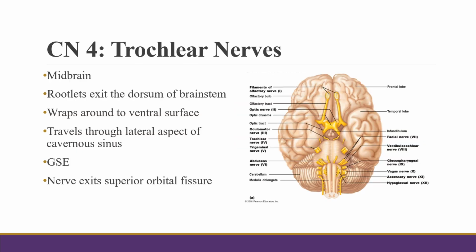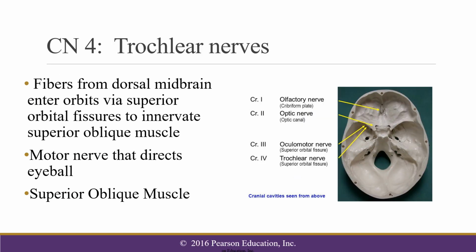Cranial nerve 4, trochlear nerve. So midbrain is where this one is. Remember our rule of 12s. Rootlets exit the dorsum of the brainstem. So this is the only one that is going to be coming from around the backside. So that's a salient feature when you're looking at how test questions are worded. Okay? Wraps around to the ventral surface from that dorsal side, travels through the lateral aspect of the cavernous sinus. It's GSE, and the nerve exits via superior orbital fissure. Okay? So it's innervating our superior oblique muscle. This is SO4. Okay, it's SO4.